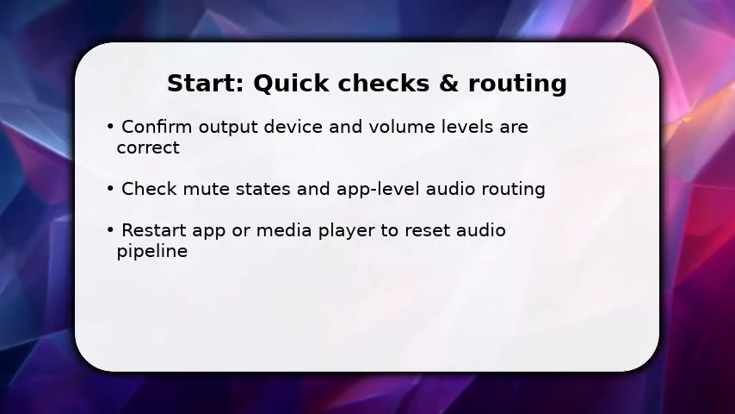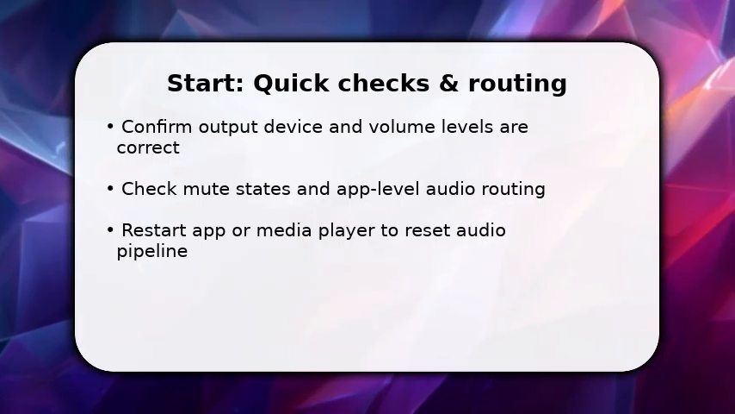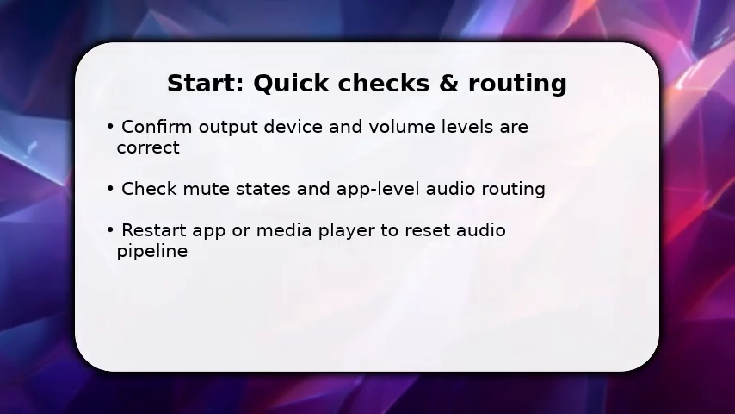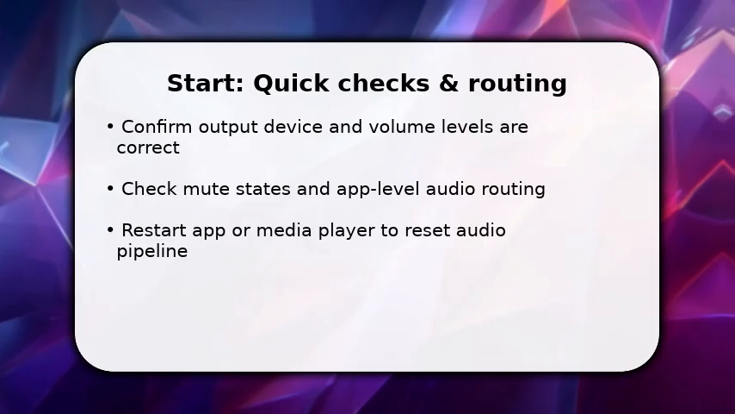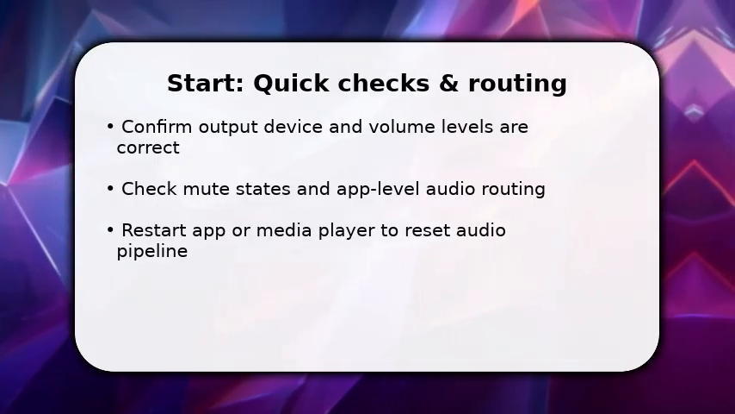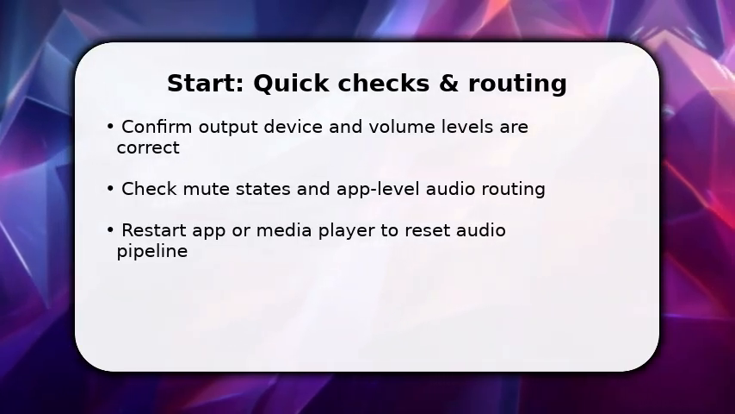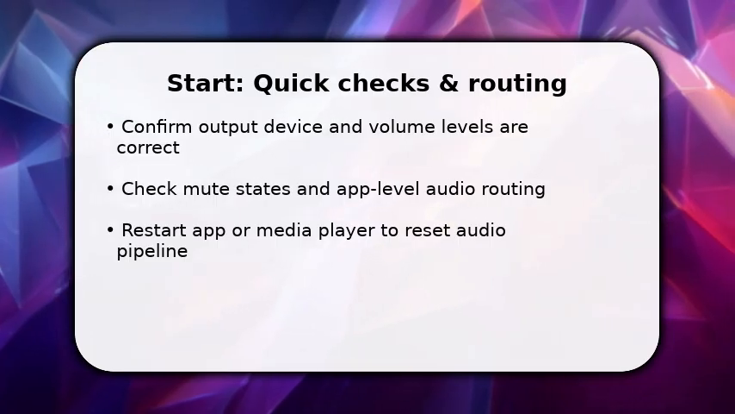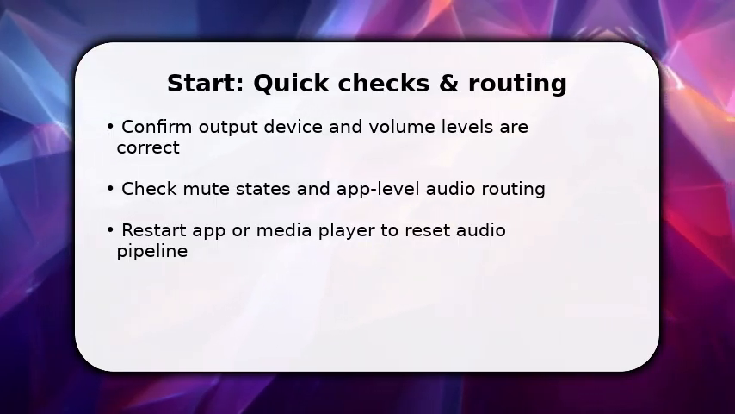You begin by confirming where sound should go: speakers, headphones, or HDMI. Check system and app volumes separately because one can be low while the other is fine. Once you see a mismatch, switch outputs and unmute. This forces the OS to reassign the audio device.